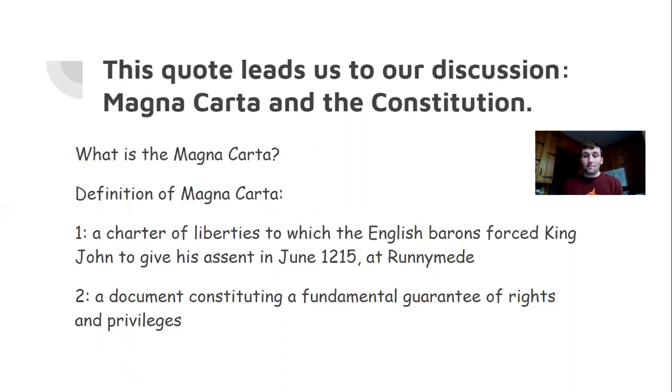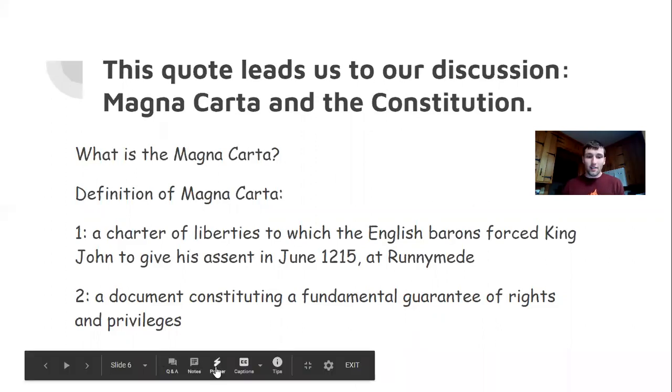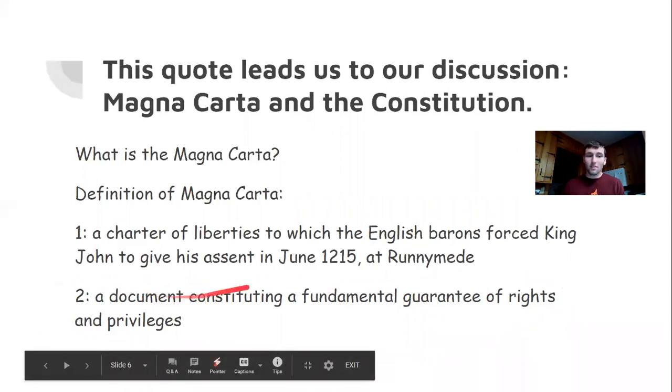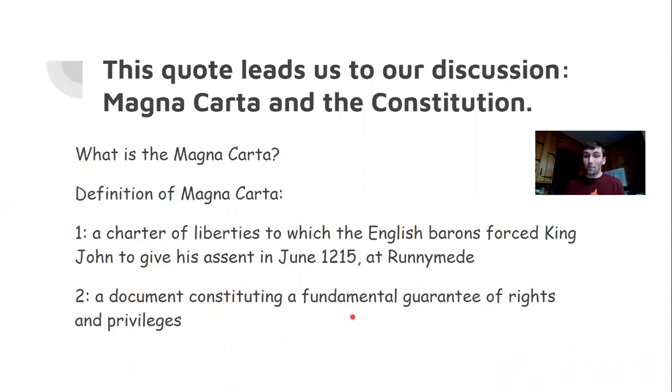And what the Magna Carta does is part of this second definition here, where the document consisting of a fundamental guarantee of rights and privileges. So these are the things that we as people will have. They are unalienable rights, things that we, because we are a citizen, we have, right?